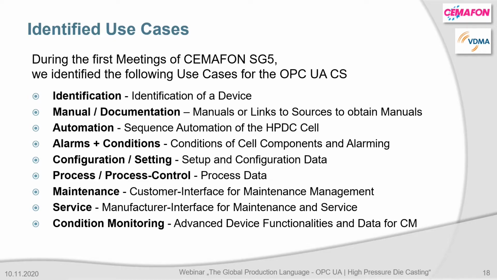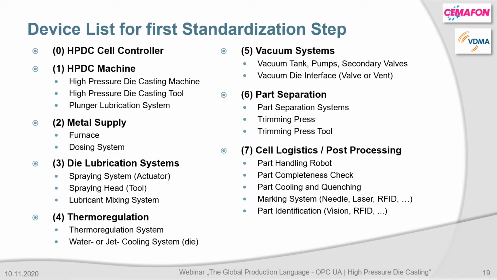Everybody wants to have process information and wants to control the process of a production cell nowadays. So that's a very intensive area here with process and process control data. Automation is one of the parts of our standardization. And then we have maintenance, service and condition monitoring, which are very interesting features of the future. With these use cases and our logical devices, this is the list of our standardization steps. So the first scope, we have the cell controller, the high pressure die casting machine, metal supply, lubrication systems, thermal regulation, vacuum systems, part separation, and cell logistics and processing. So this is basically the scope of our standardization process and the devices we are standardizing.